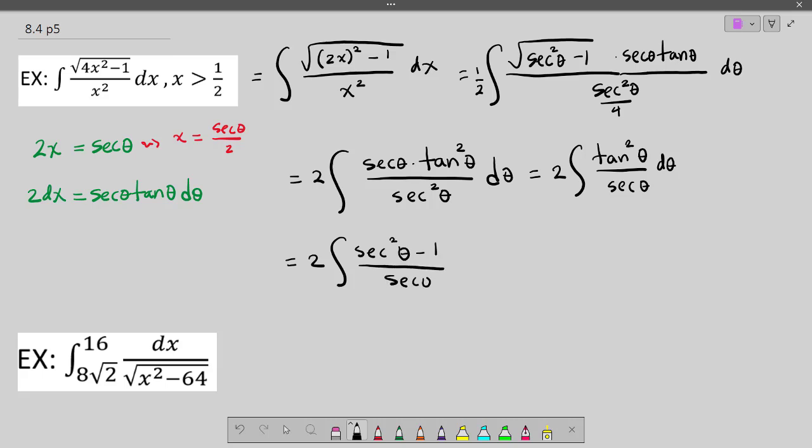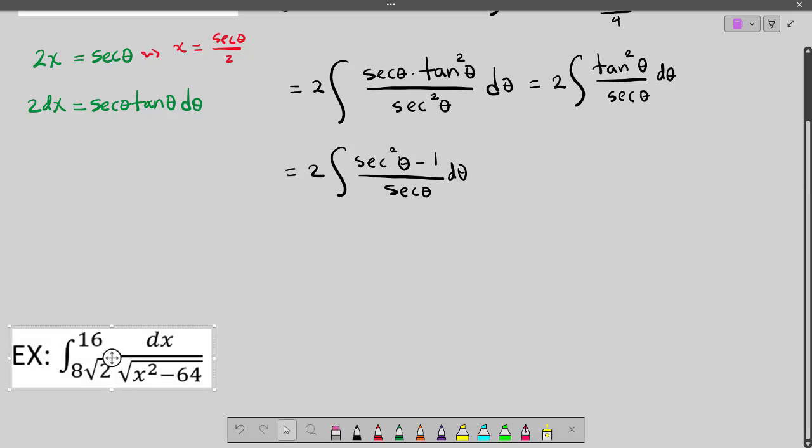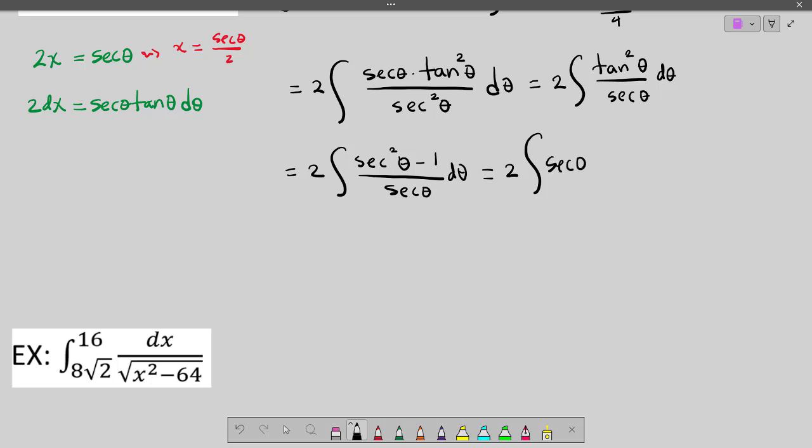Divided by secant. So we've got that. And then we split the fraction. We want that fraction to be split into two parts. So we're going to have 2 integral. Secant goes into secant squared secant times. And 1 over secant is cosine. So now we have that. So there's our integral of secant that we've seen a bunch of times today.